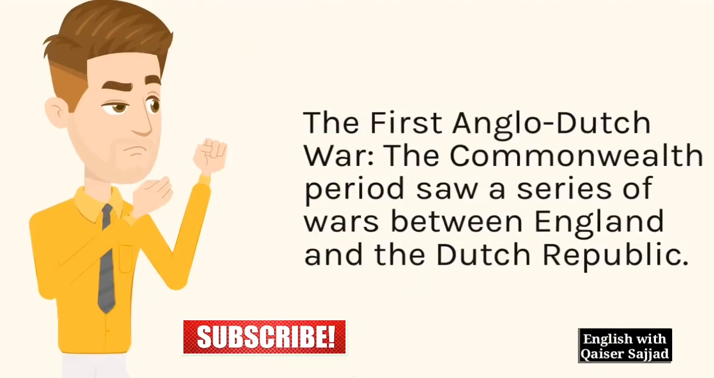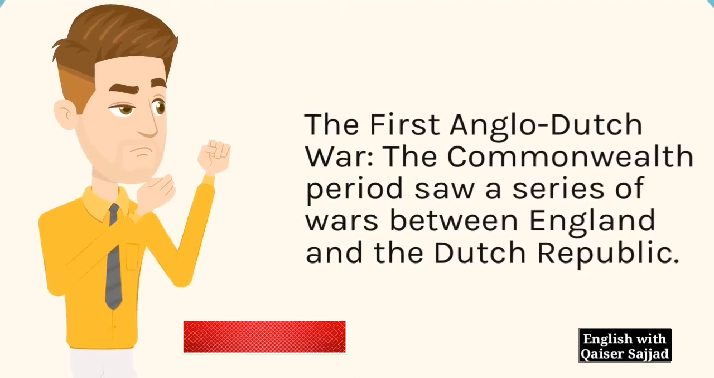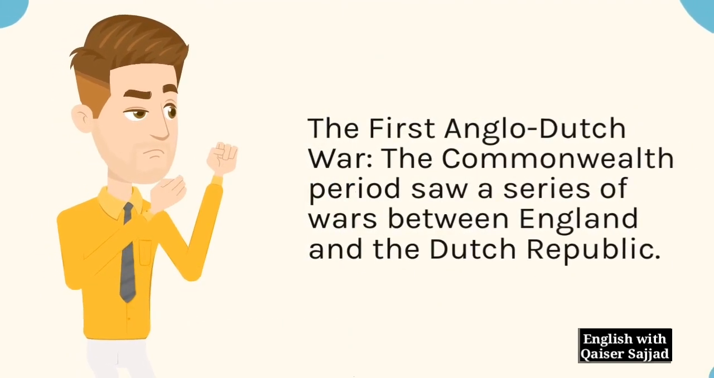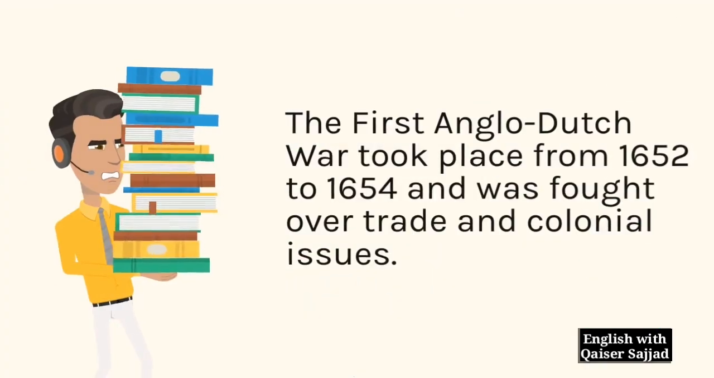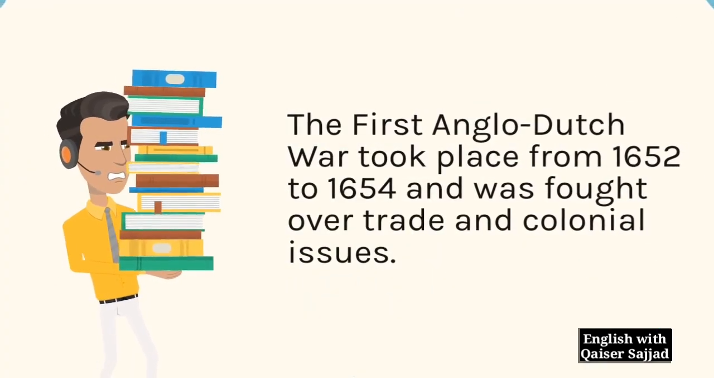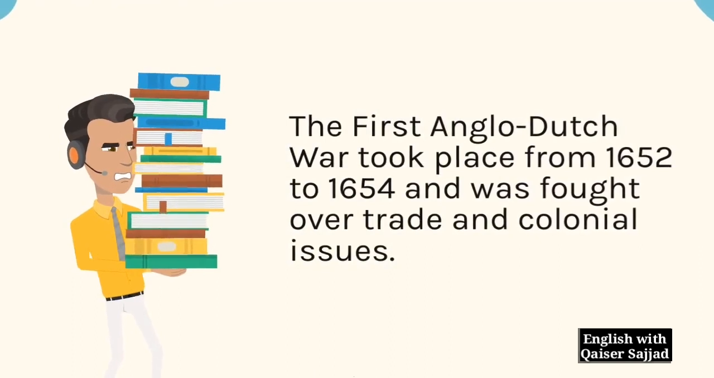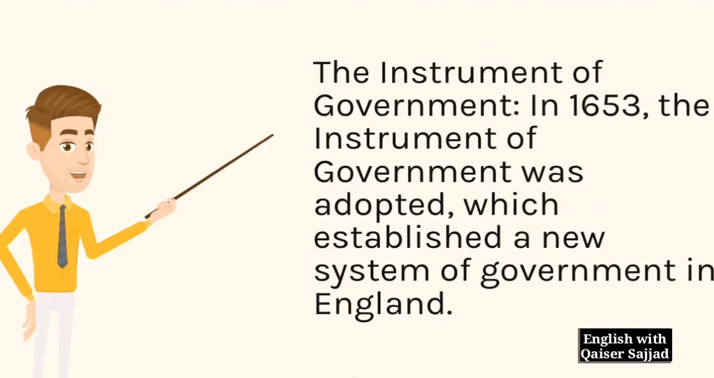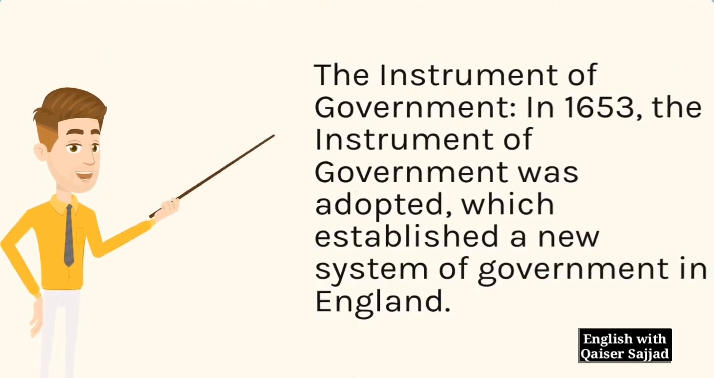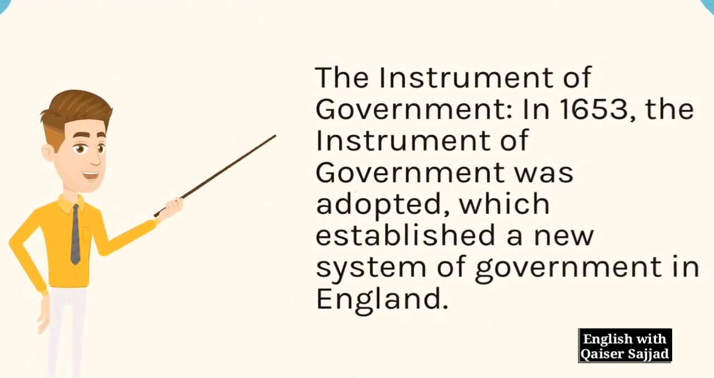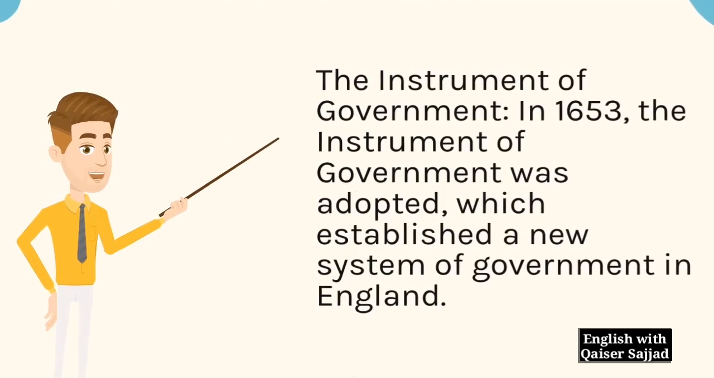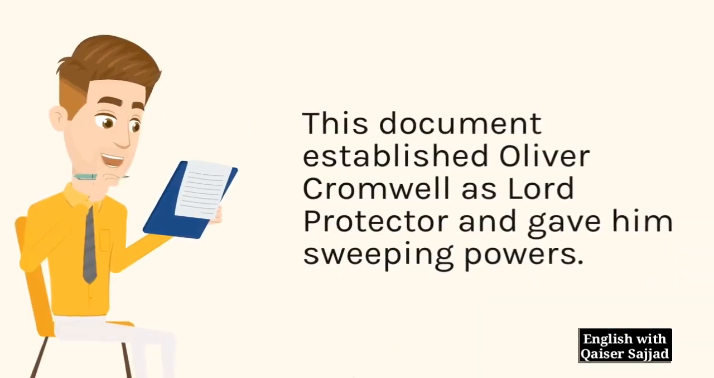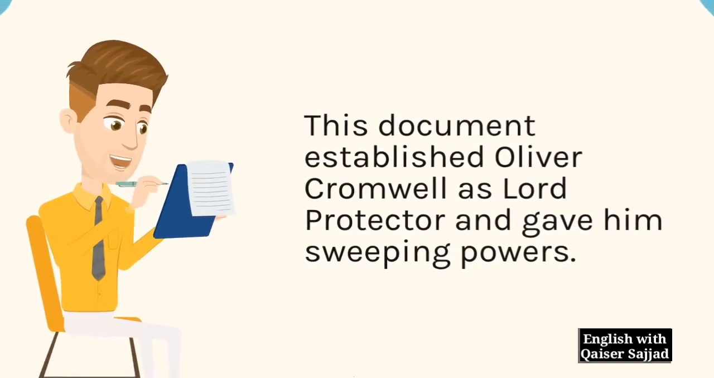The First Anglo-Dutch War. The Commonwealth period saw a series of wars between England and the Dutch Republic. The First Anglo-Dutch War took place from 1652 to 1654 and was fought over trade and colonial issues. The Instrument of Government. In 1653, the Instrument of Government was adopted, which established a new system of government in England. This document established Oliver Cromwell as Lord Protector and gave him sweeping powers.